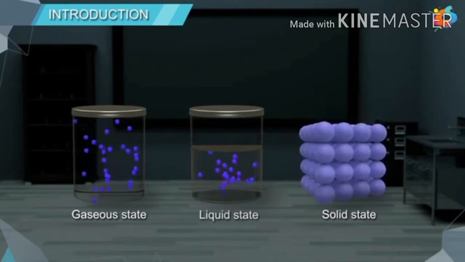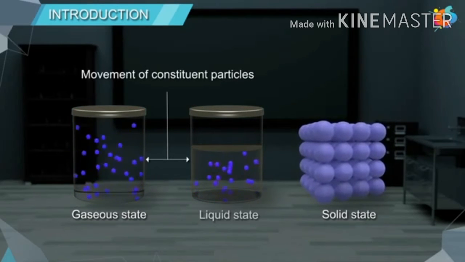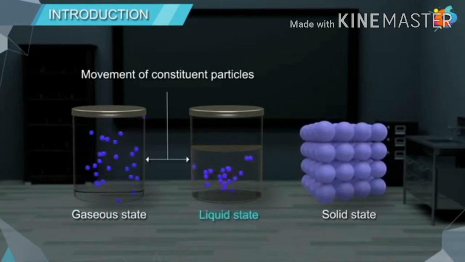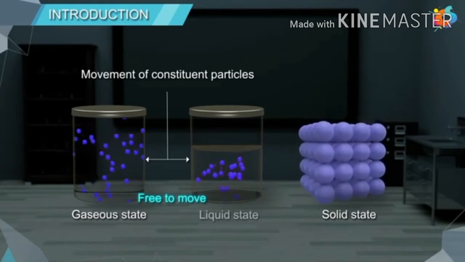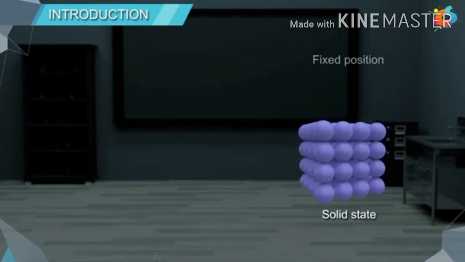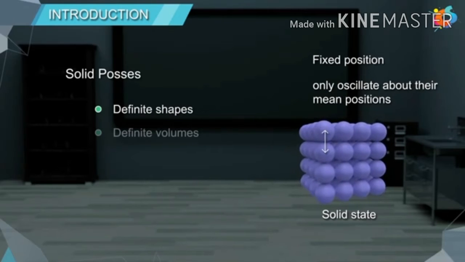The reason for fluidity of liquids and gases is the movement of constituent particles. In the gaseous state and liquid state, the constituent particles are free to move about, whereas in solids, the constituent particles have fixed positions and can only oscillate about their mean positions, and hence they possess definite shapes and volumes, which is nothing but rigidity.